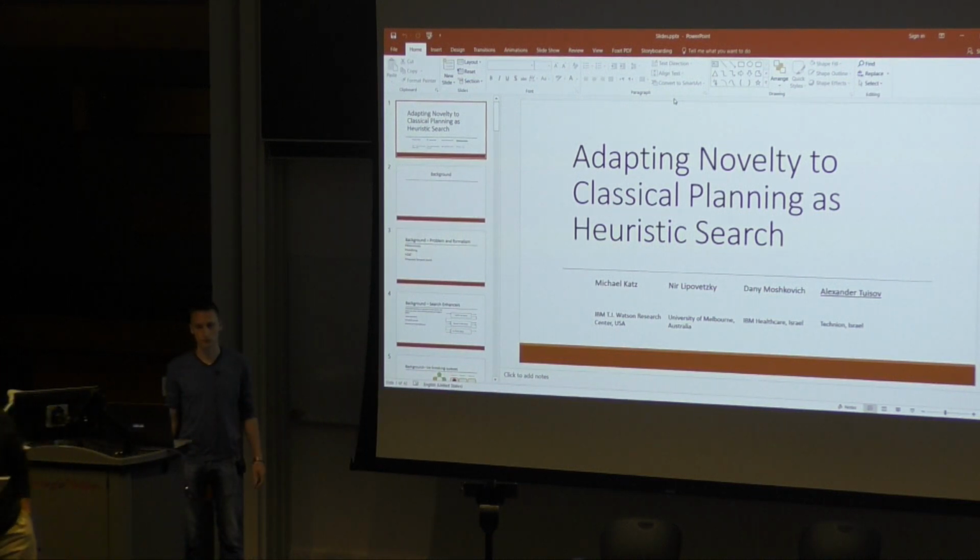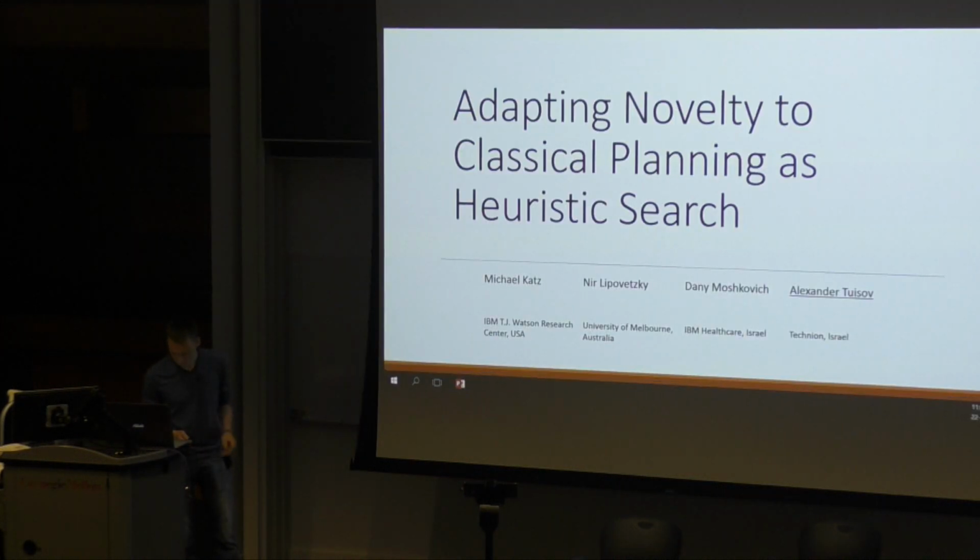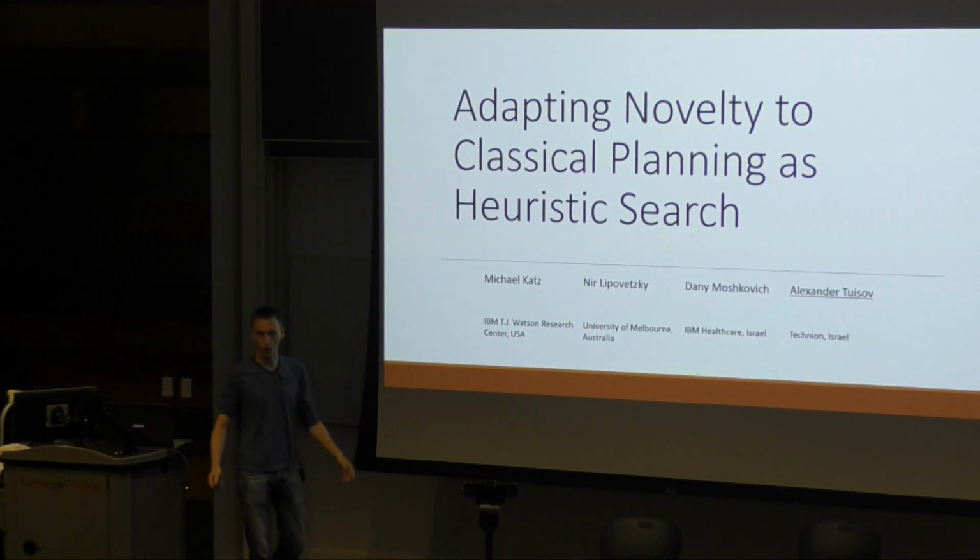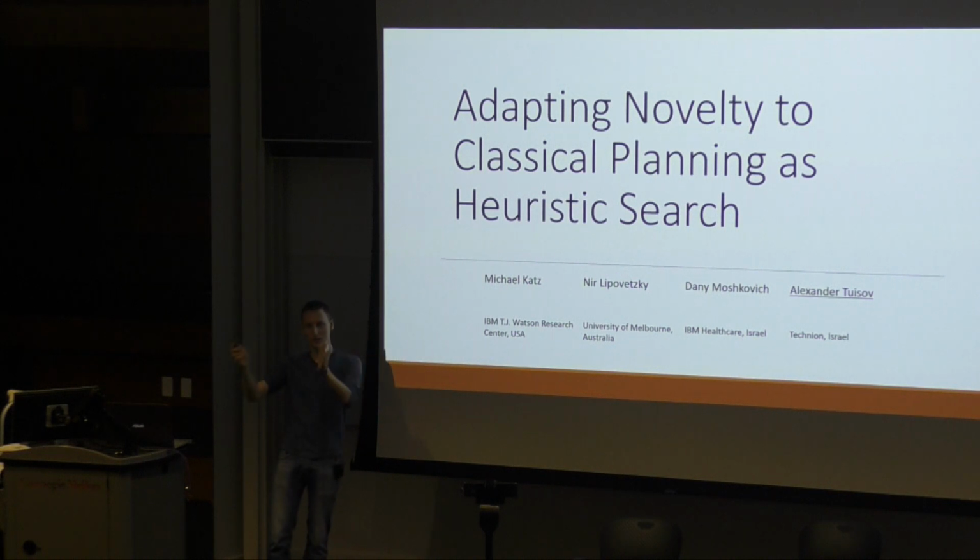So the first paper is entitled Adapting Novelty to Classical Planning as Heuristic Search, and Alexander Tuisov is presenting the paper. Thank you. So this is a joint work with Michael, Nir, and Dany. And what we did is basically we have adapted novelty to classical planning. So let's provide some context for this.